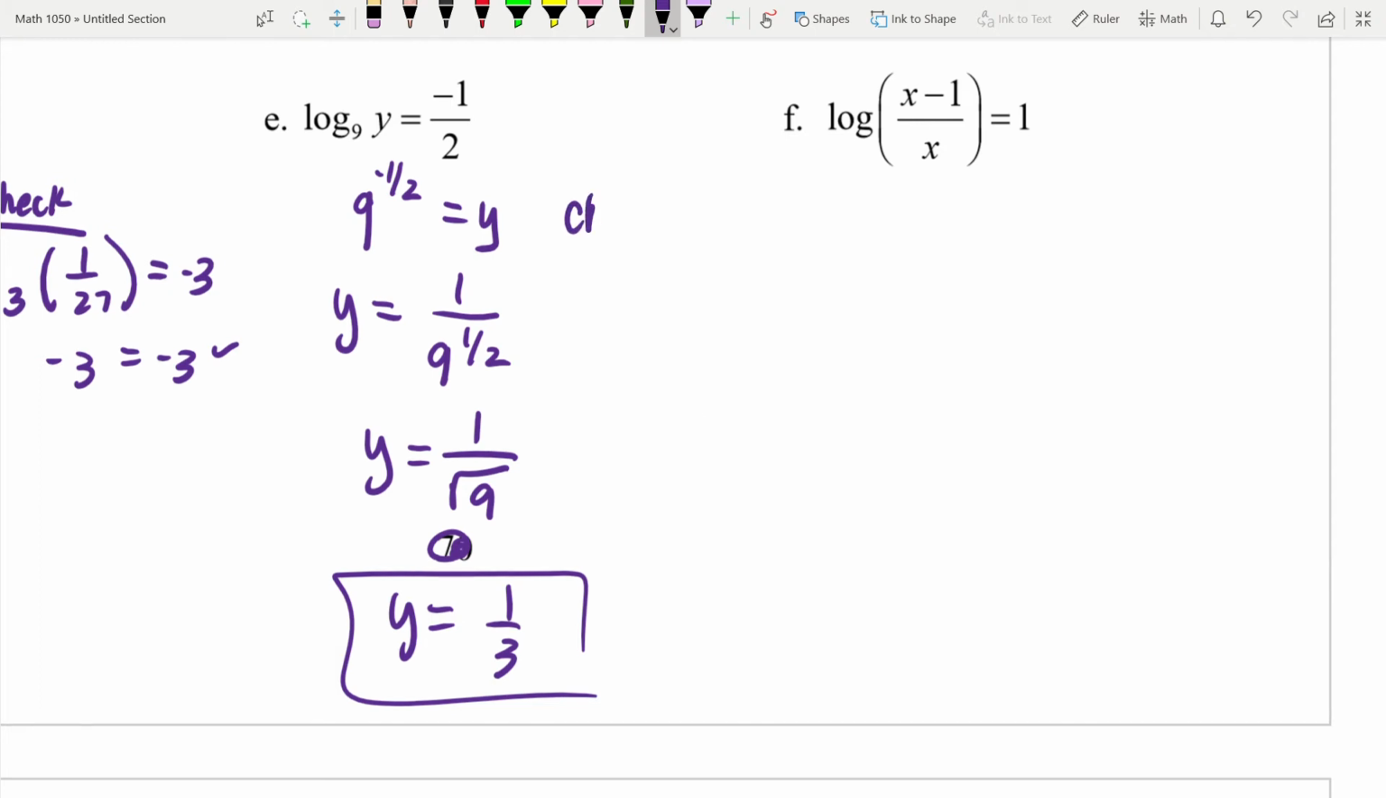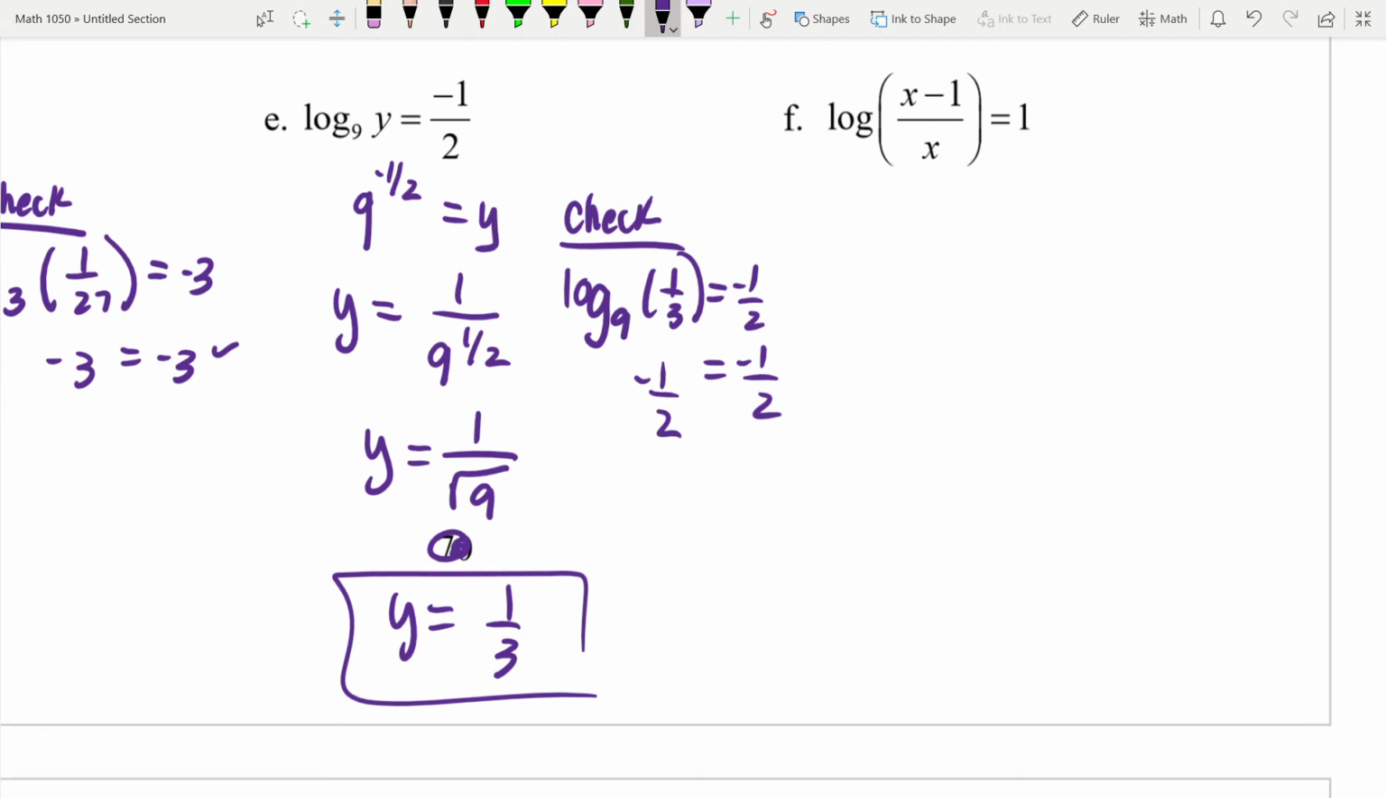You have to check it. Write down the word check. Log base 9 of 1/3 equals negative 1/2. You must check it. Okay? Everybody go log 1 divide 3, close it off, divided by log 9, close it off, enter. You get negative 1/2 equals negative 1/2, and I'm fine.